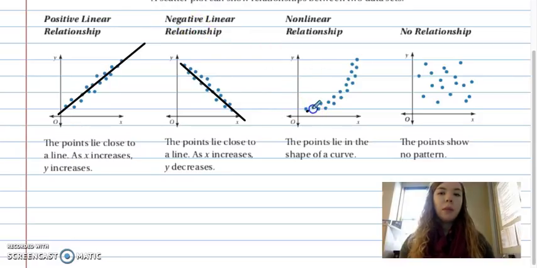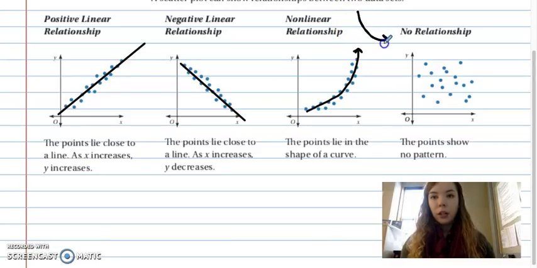Nonlinear relationship means that a curve would best fit. So this is, I would say, positive nonlinear, and you could also have negative nonlinear. And then no relationship, where everything's just kind of scattered about.